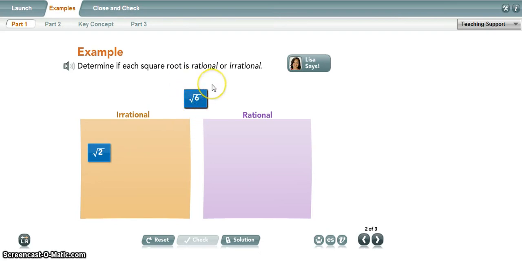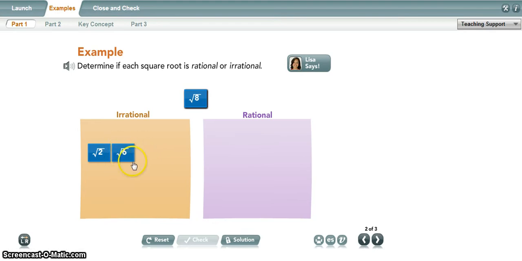The square root of 6, is there a number that you can multiply by itself to get 6, or a number that you can square to get 6? In other words, is this number under the radical a perfect square? If your answer is yes, you would move it to rational. If your answer is no, you would move it to irrational. Again, hopefully you're saying no.